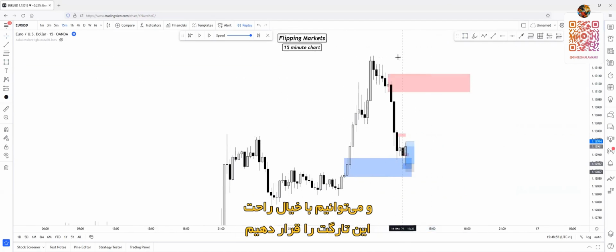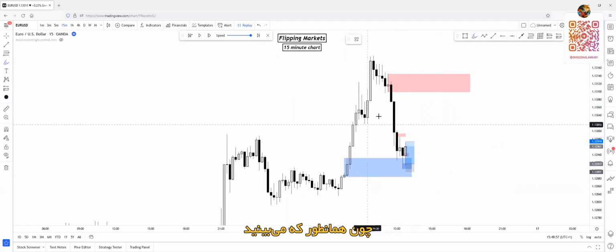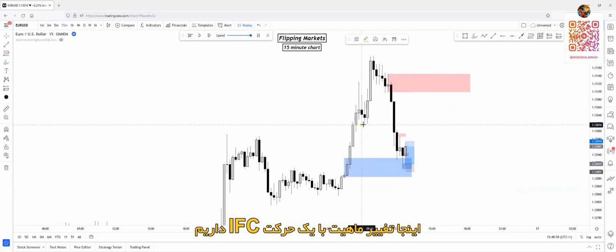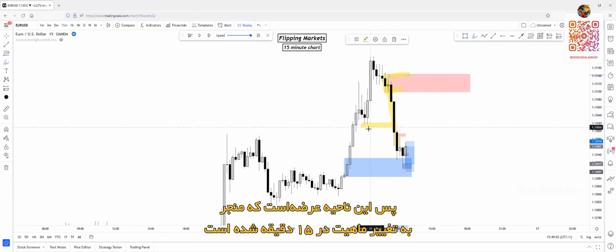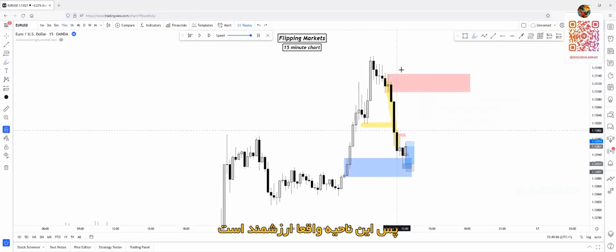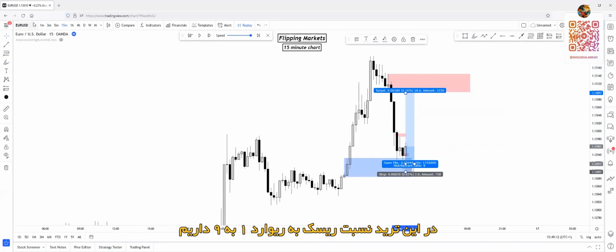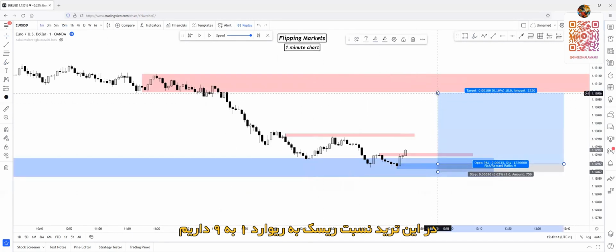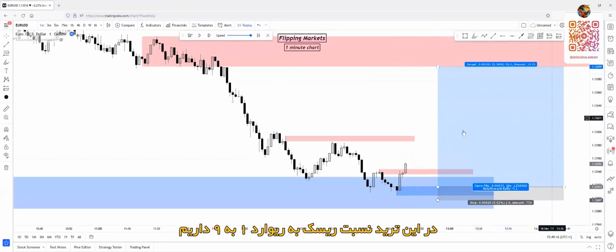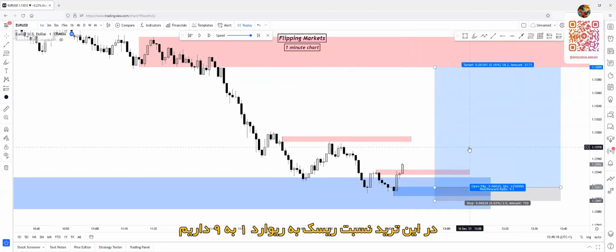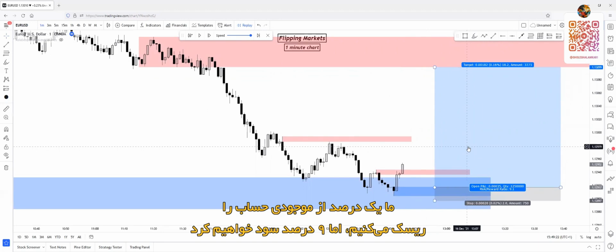So we can easily target this zone because, as you can see, it changed character to the downside here with inefficient movement. So this was the supply that changed character on the 15-minute chart. So this is a really, really valuable supply zone. So the target point will be this supply zone. Okay. For this trade, let me just adjust this. So for this trade, we have a 1-to-9 risk-reward ratio. We risk 1% of our capital, but we will gain 9% profit.